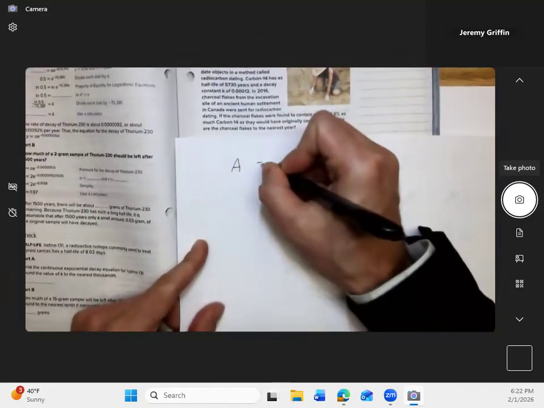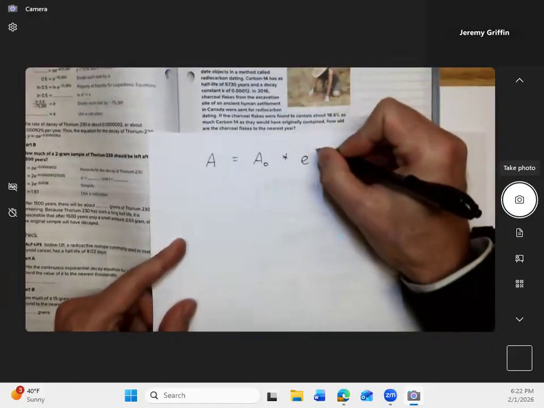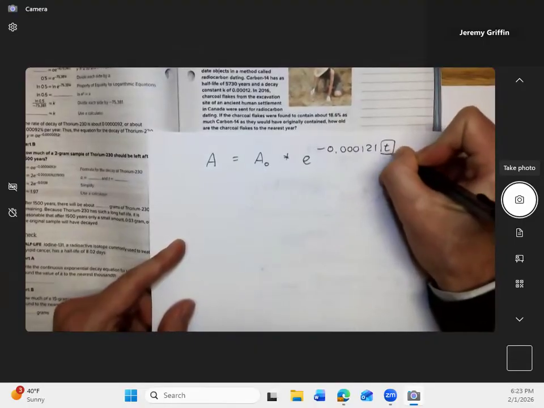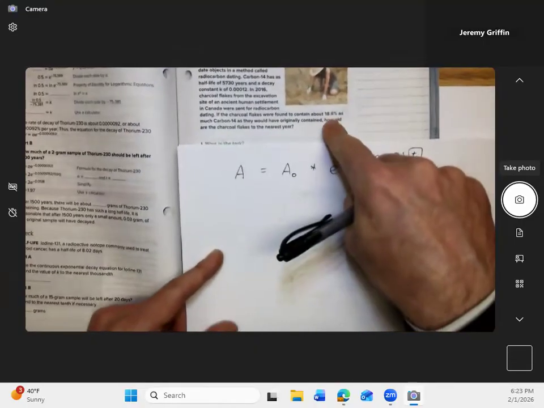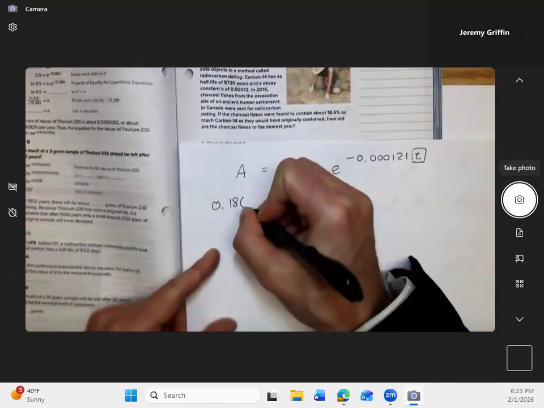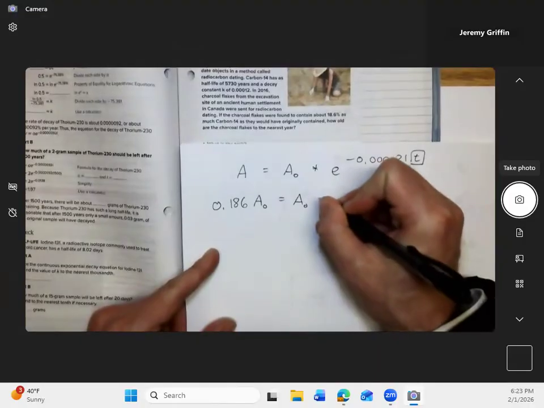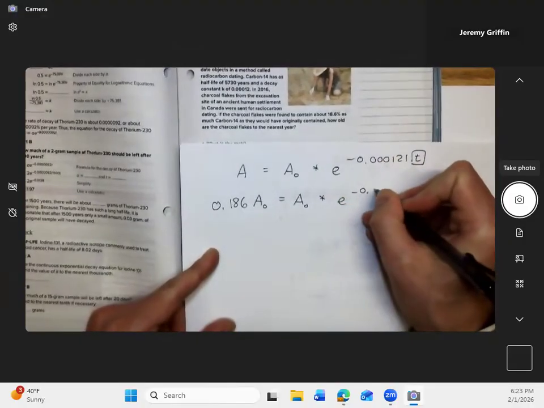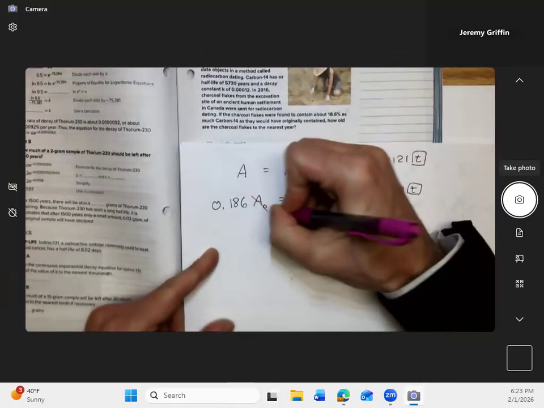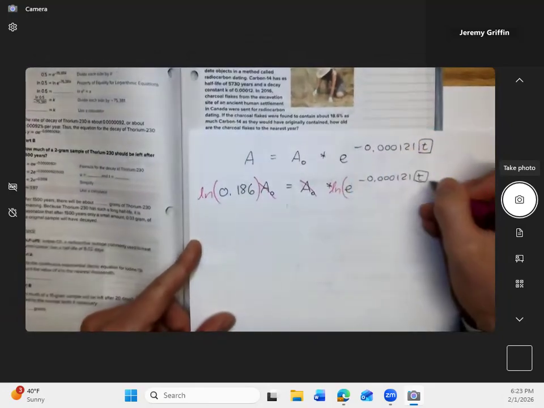Okay, so the amount is equal to the initial amount times e to the negative 0.000121, and then however much time has passed. Right now, 18.6%. As a decimal, that's 0.186 of the original amount. So 0.186 times the original amount equals the original amount times e to the negative 0.000121t. T is in years. Take the natural log of both sides.